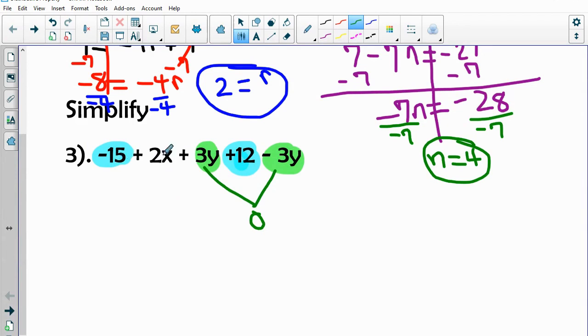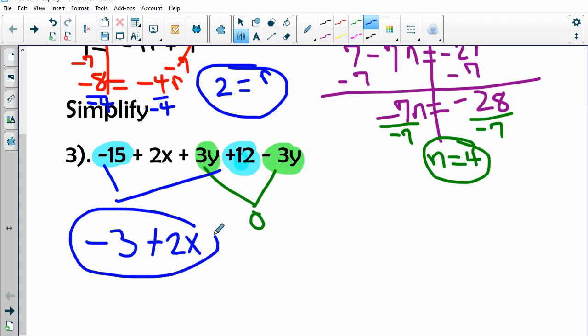We have a negative 15 and 12. When you combine those two together, negative 15 and 12, that ends up being negative 3. And then you have plus 2x. The x term is by itself, so there's no like term to combine with it. So our simplified expression looks like that.